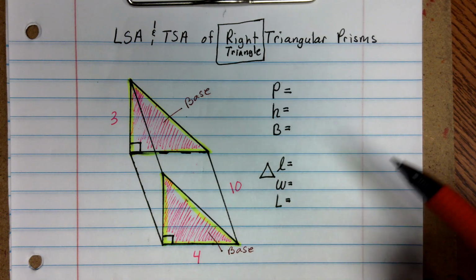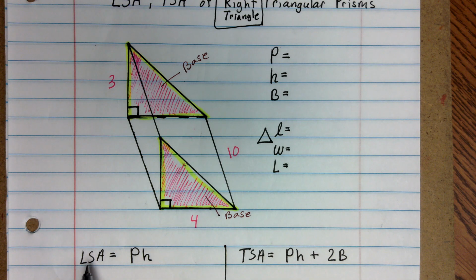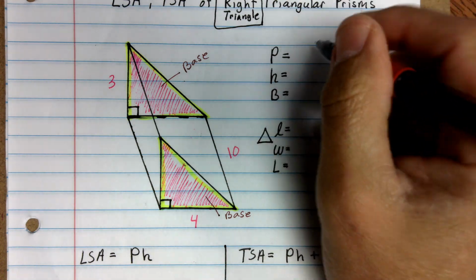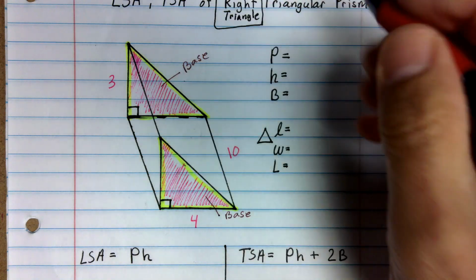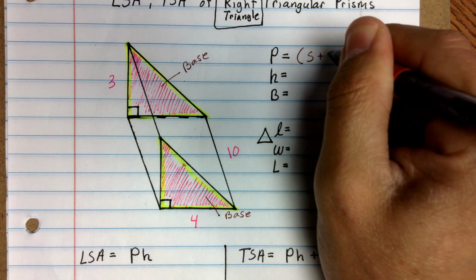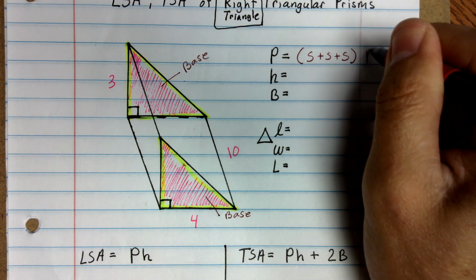We are using similar variables in our formulas, just like we did on the rectangular prism. Notice to find the lateral surface area, we want to find the perimeter of the base and then the height. And just remember that when we're finding the perimeter of the base, in this case, because it's a triangle, it has 3 sides. So we're basically going to just add the side plus the side plus the side. And that will give us the perimeter.